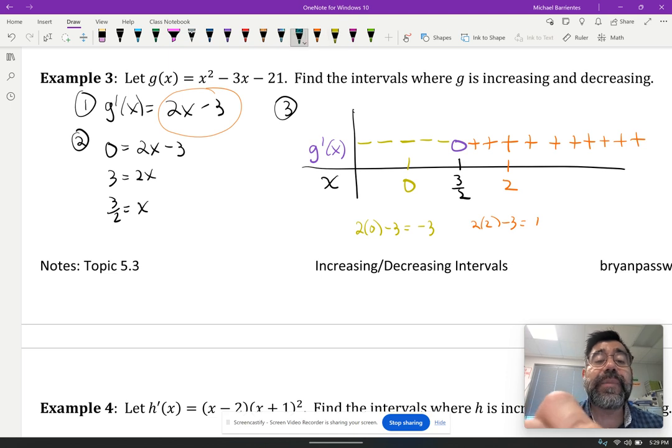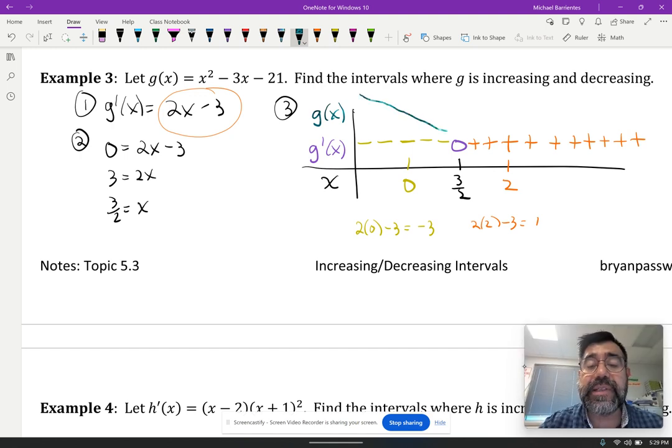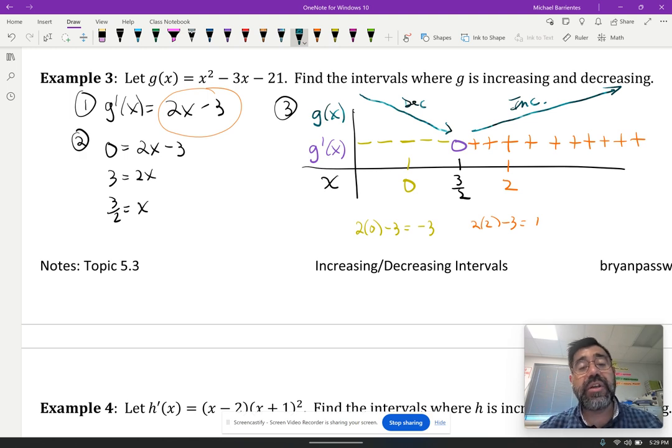So what does this tell me? This tells me that the original function, g of x, is decreasing, and then it's increasing around x equals 3 halves. Have I answered the question? No. Let's answer the question.